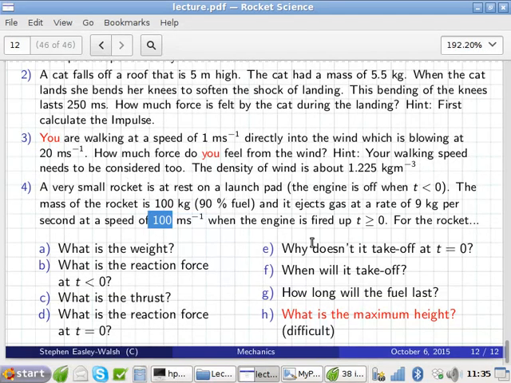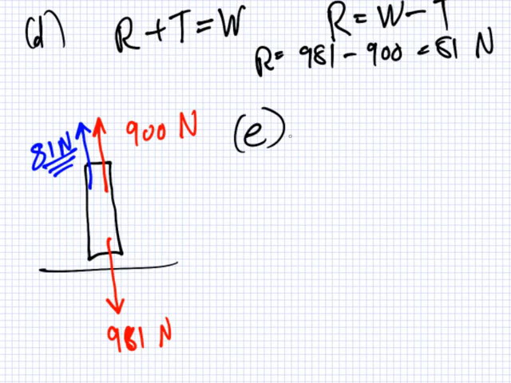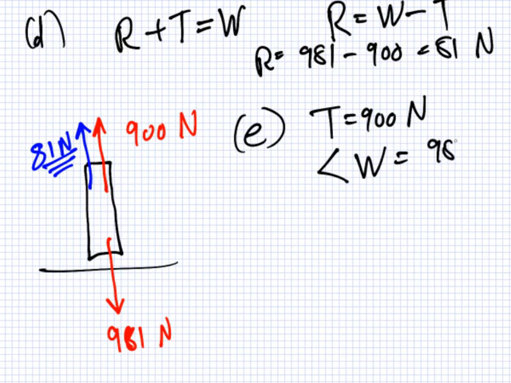Okay, next part is, why doesn't it take off? Well, the answer for part E is because the thrust, which is 900 newtons, is less than the weight, which is 981 newtons. So the reason is because 900 is less than 981. That's why it doesn't take off. There's just not enough force from the engine.